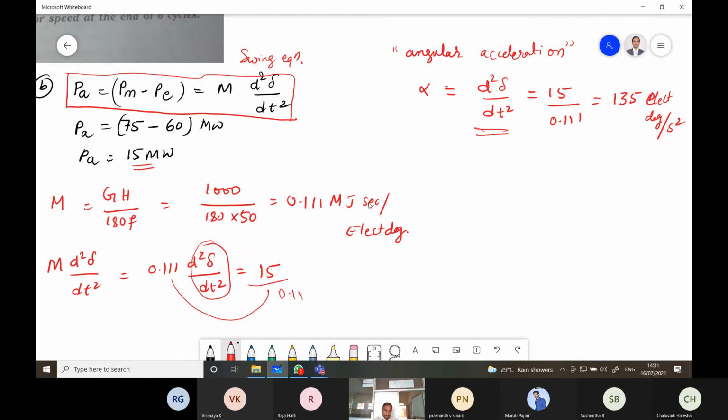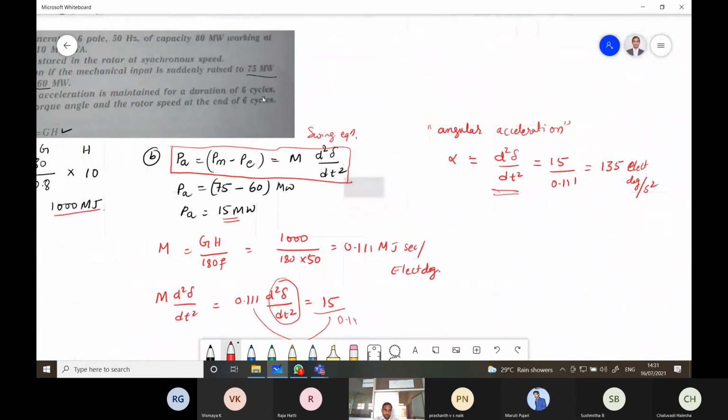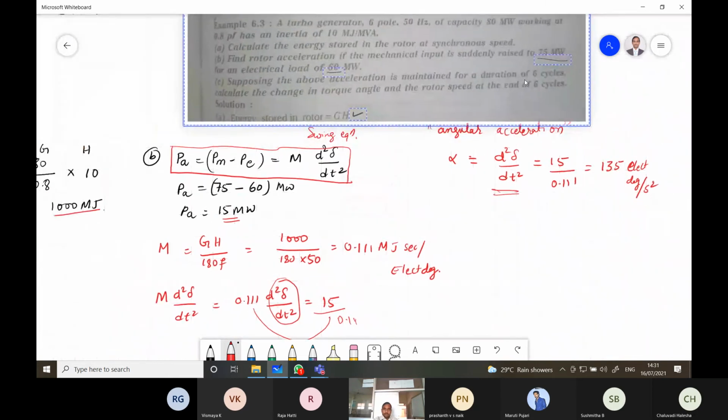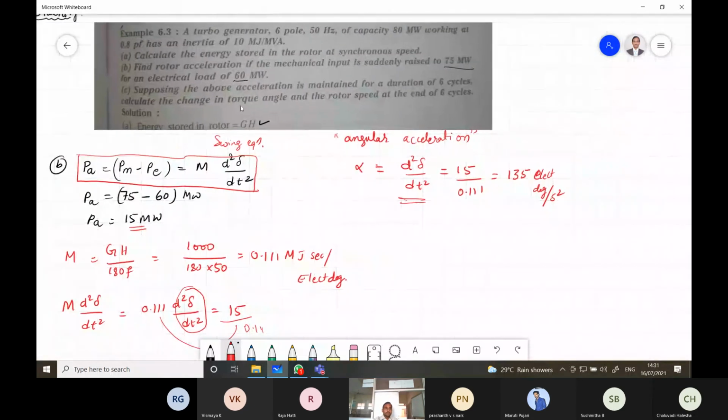The third one we need to find out: suppose the above acceleration is maintained for the duration of 6 cycles. Therefore, find out the third one, C.